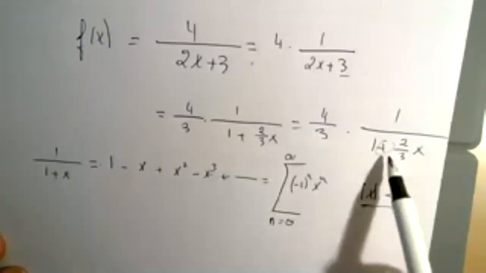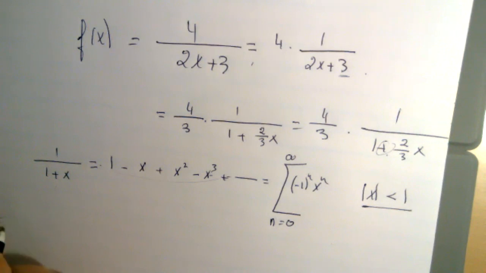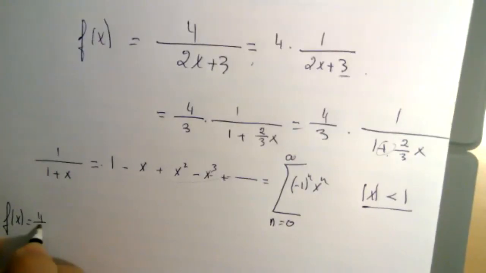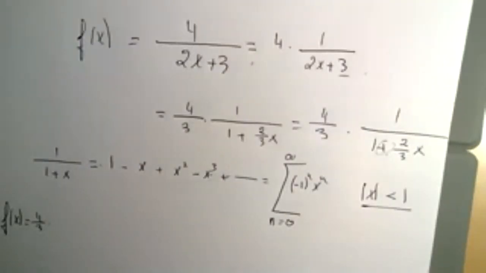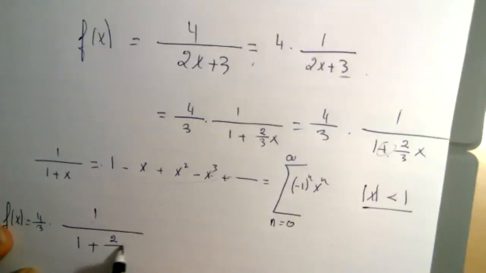Now, based on this, I'm going to take my function f. So my function f of x now is this constant 4 over 3, which we can distribute, times 1 over 1 plus 2 over 3 x.